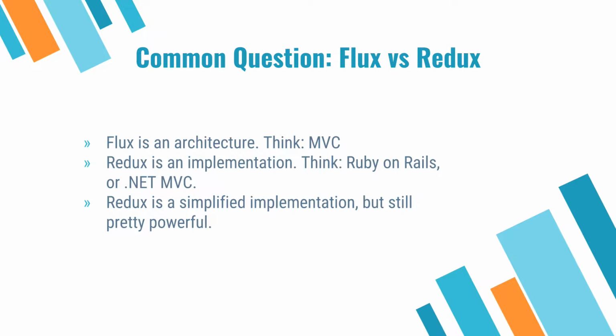So it's like what Ruby on Rails or .NET is to MVC. And of course, Ruby on Rails will do things differently than .NET, but they're still both MVC-inspired frameworks. And Redux is the most simple, I think, of all the implementations, which is why it's favored. And you can use this architecture on both, of course, native and web.